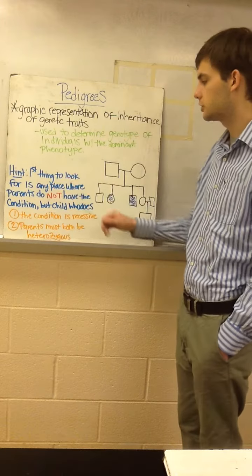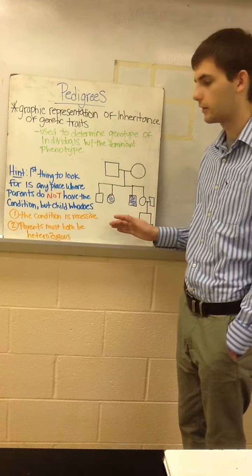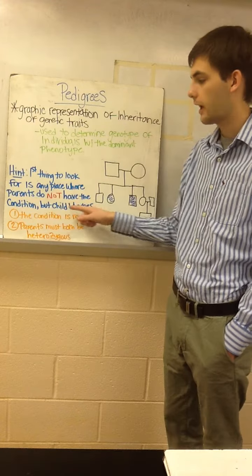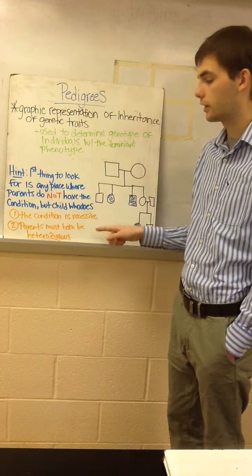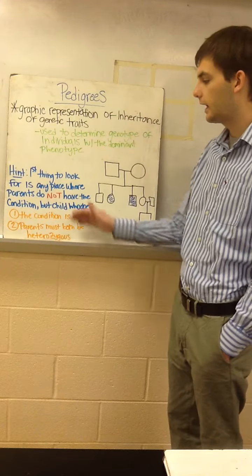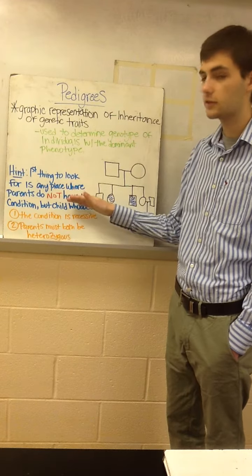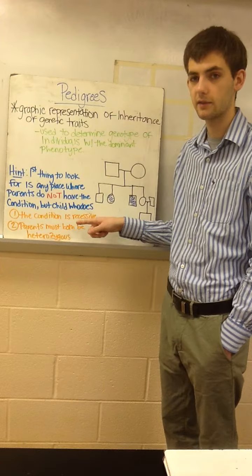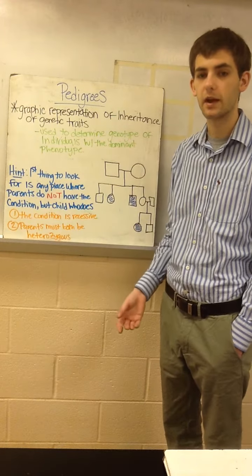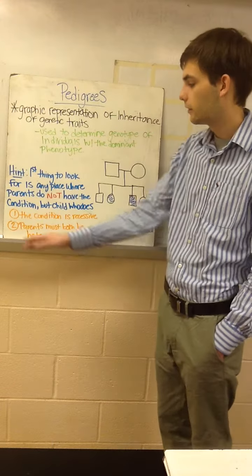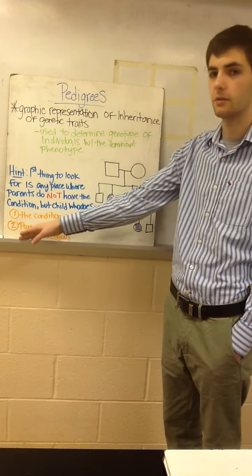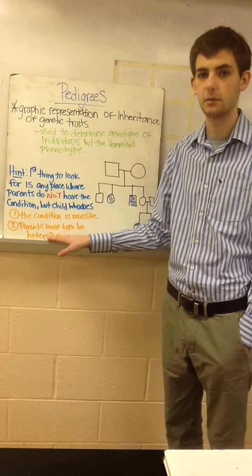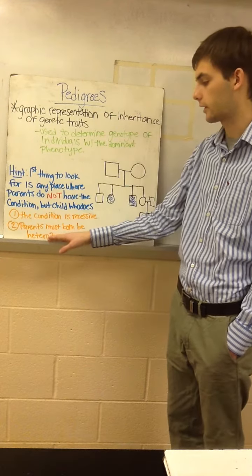So the first thing that you look for whenever you're given a pedigree is any place where the parents do not have the condition, but the child does. So whatever that condition is. If a pedigree has this, it's going to tell you 2 things. The first is that the condition is recessive. Remember, if it's recessive, it's going to have 2 lowercase letters. The second is that both parents must be heterozygous. Heterozygous meaning a capital letter and a lowercase letter.